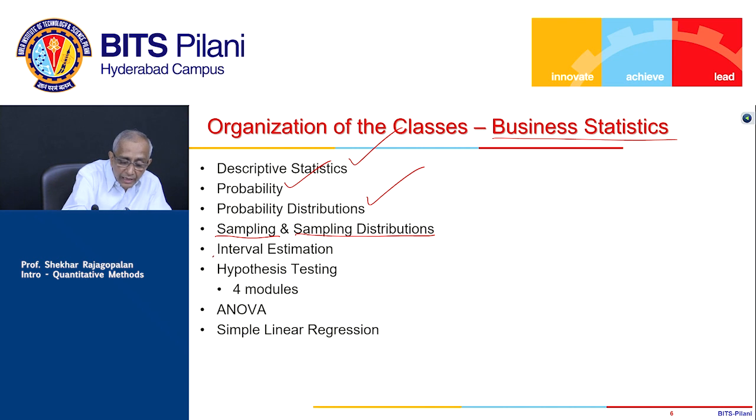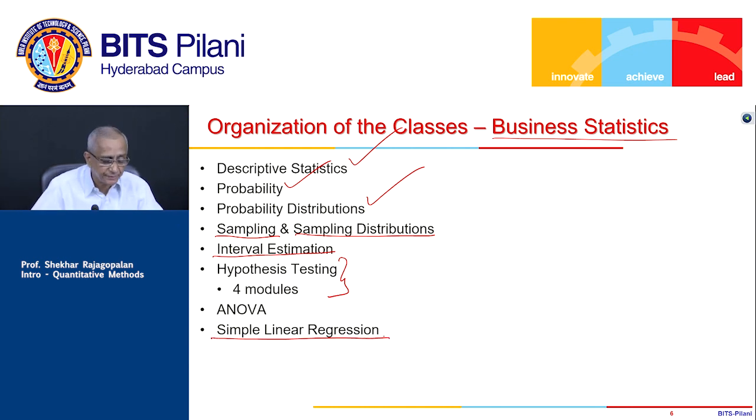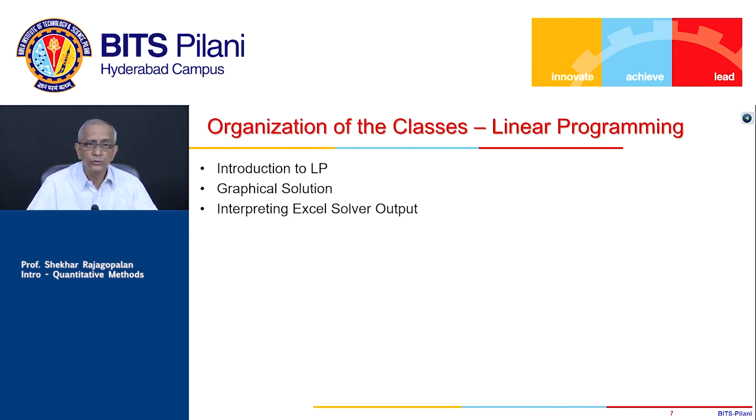Then we do interval estimation. There's one module on interval estimation. There are 4 modules on hypothesis testing. We have a module on simple linear regression. And we also have a module on ANOVA. For example, in simple linear regression, we will be looking at Excel outputs and try and analyze what the linear regression model is. Linear programming has 3 modules.